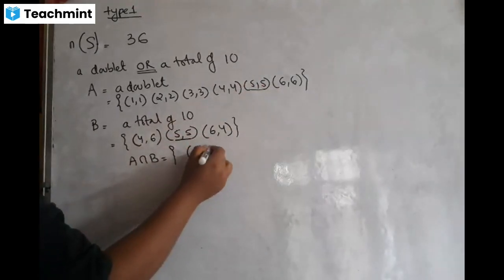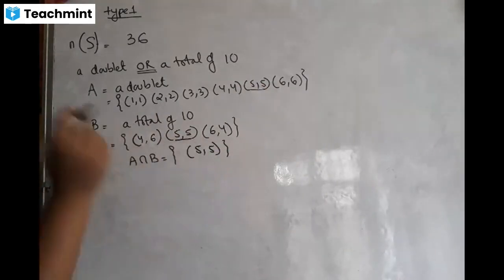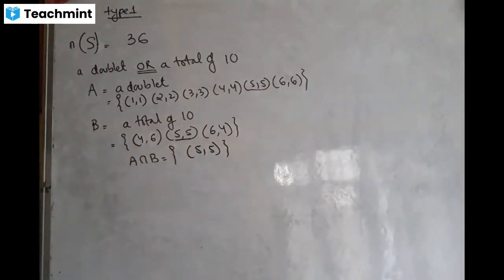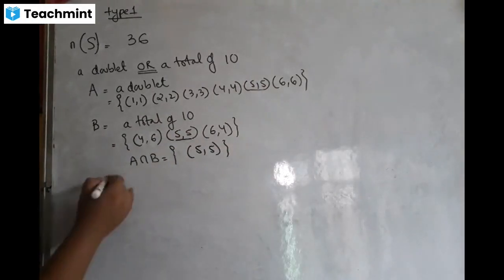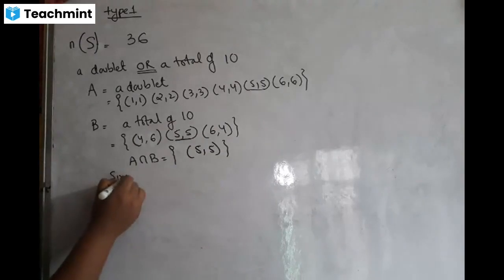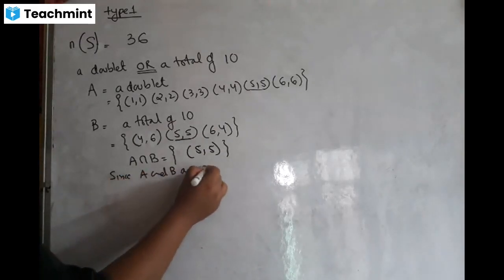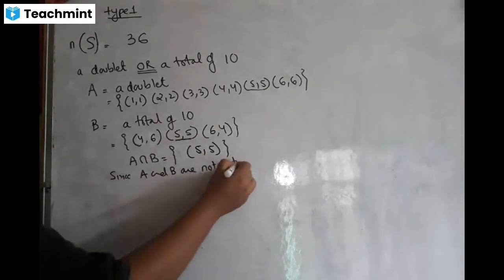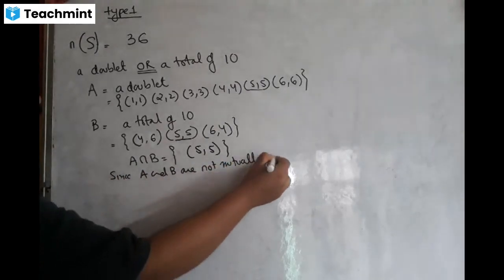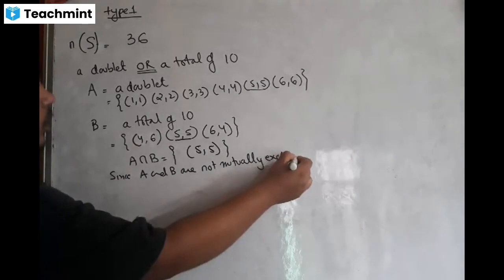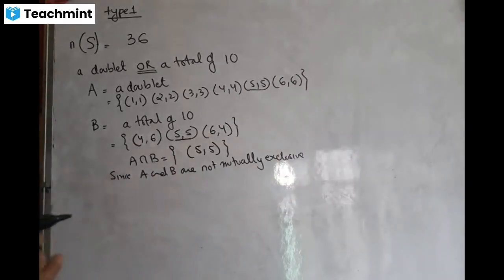It is there, (5,5). That means there is only one common element. Okay, so what will you write? Since A and B are not mutually exclusive.